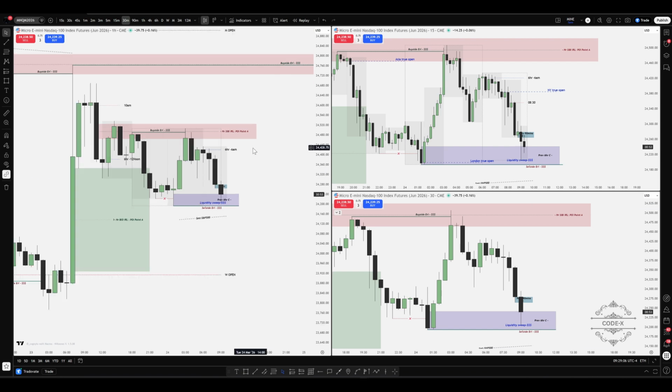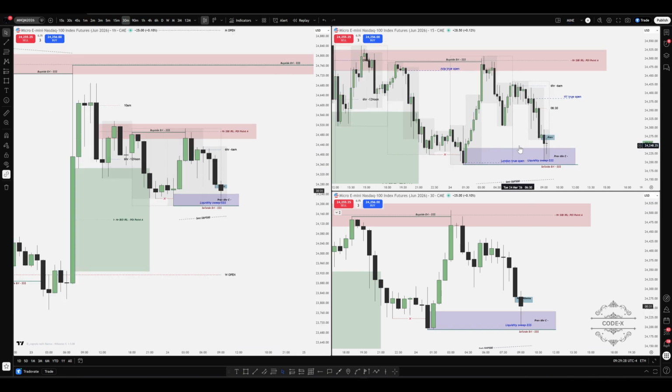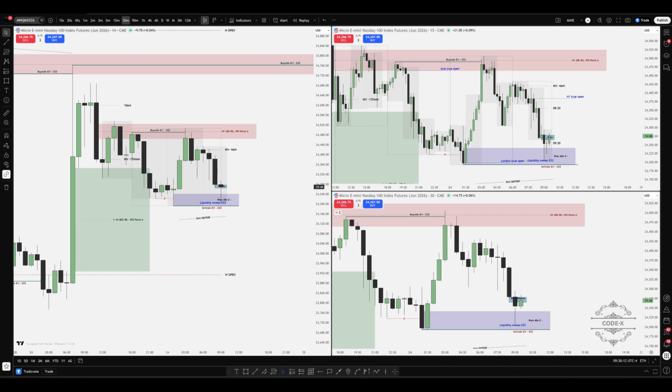Know what low-hanging fruit is and target that. Now, what does that mean? You probably hear multiple times, low-hanging fruit, low-hanging objectives and targets. If you're short, what's the closest short-term low? If you're entering on like a 5-minute chart, where's the nearest 15-minute low? Where's the hourly low? That's going to be the closest one. If the market just keeps dropping, how far away is that?